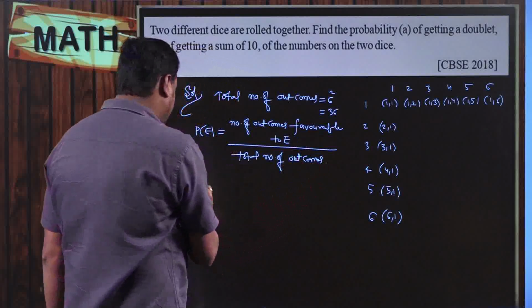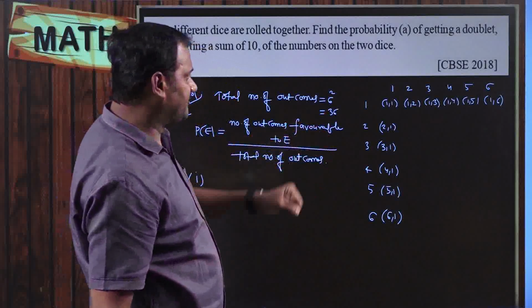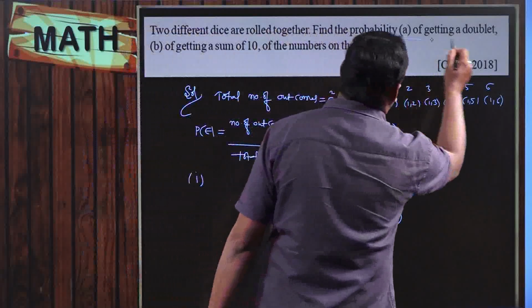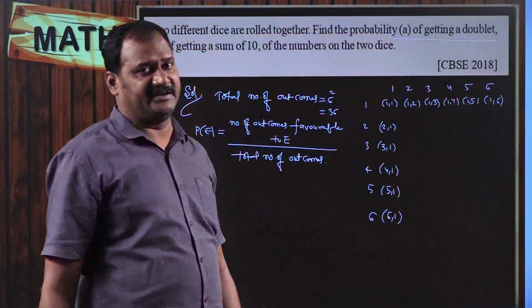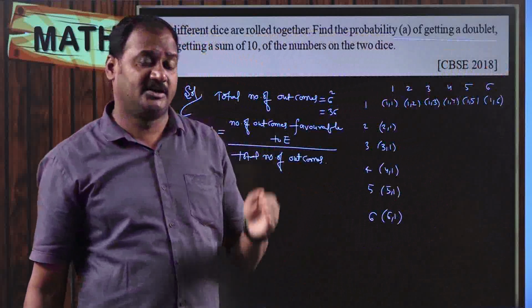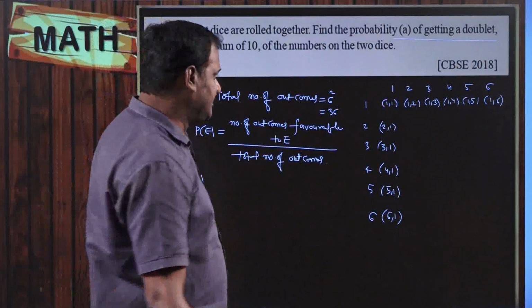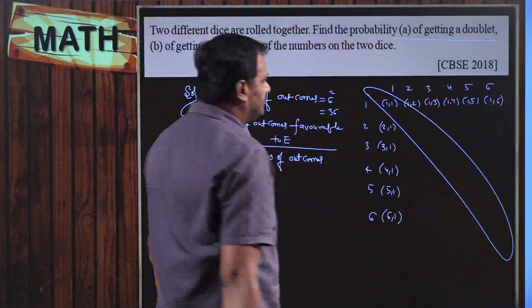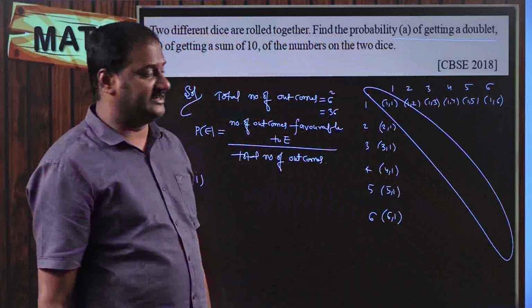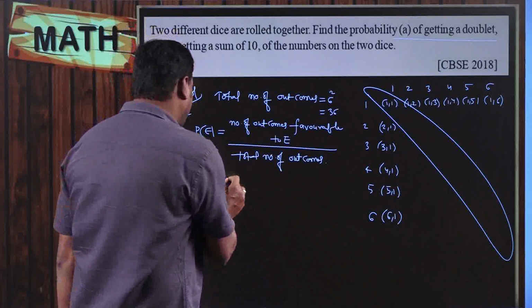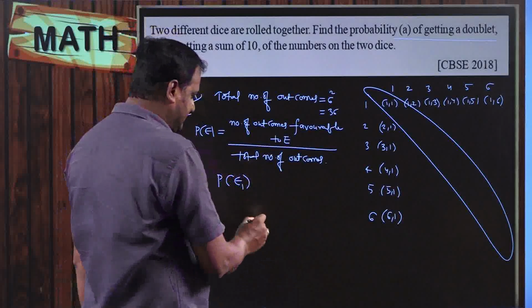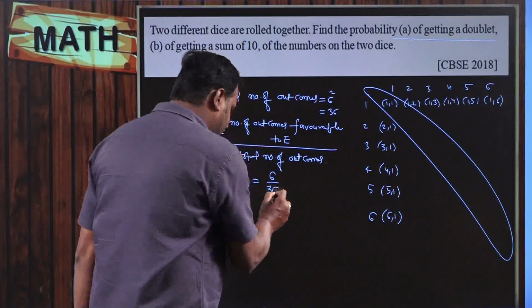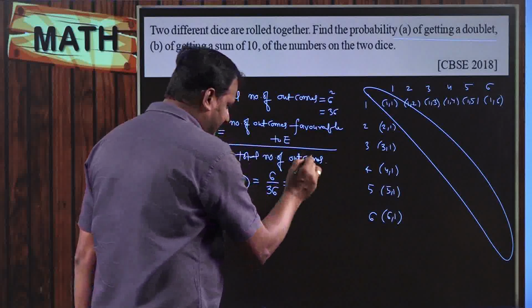So I am going to answer the first problem by identifying all the favorable outcomes as per the first information. What is the first information? Find the probability of getting a doublet. What do you mean by doublet? 1,1; 2,2; 3,3; 4,4; 5,5; 6,6. They are called doublets. So doublets will be in this diagonal. There are totally 6 doublets, so according to the first problem, the probability of getting an event E1, for example, is equal to 6 divided by the total number of outcomes 36, 6 by 36 equal to 1 by 6.